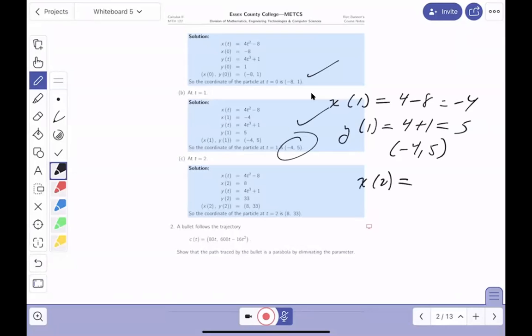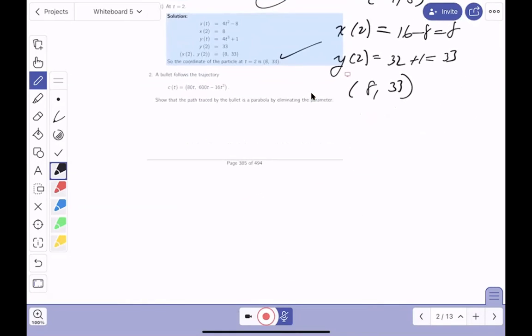Again, to remember, it's 4t squared. So it's going to be 4 times 4, which is 16, minus 8, which is 8, and y of 2. And that's going to be 4t cubed. So that's going to be 4 times 8, which is 32, plus 1, which is 33. So the point is going to be 8, 33. Let me see that right over here. All right, let's do number 2.